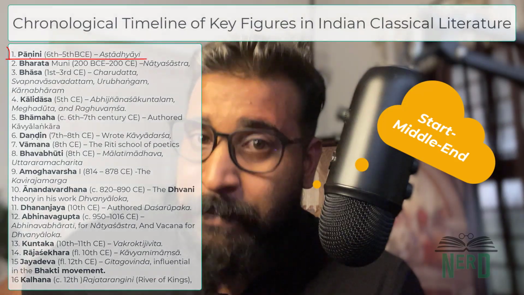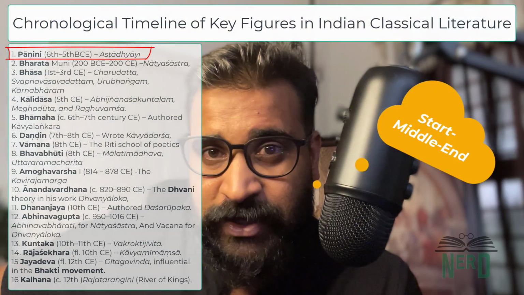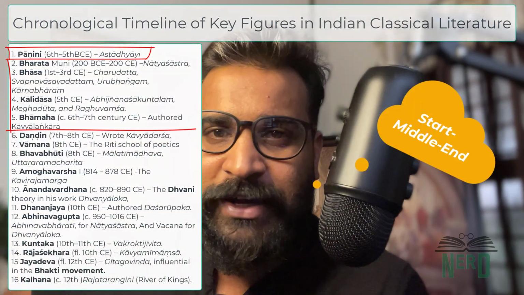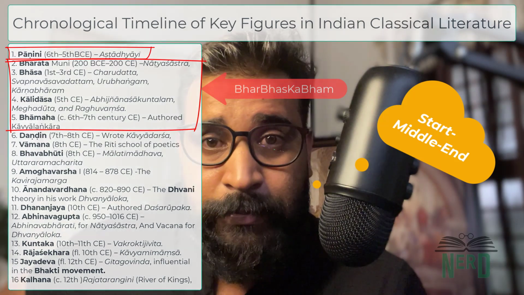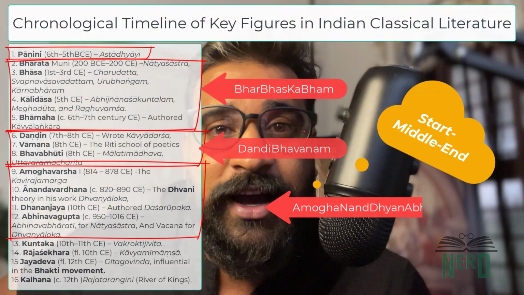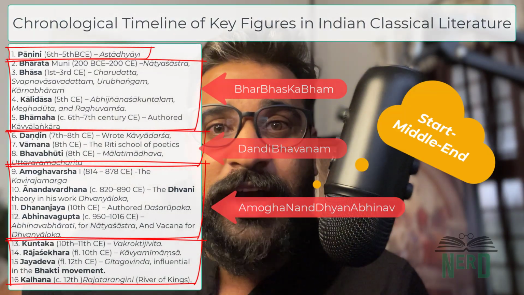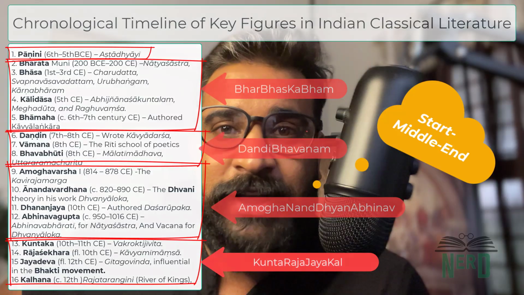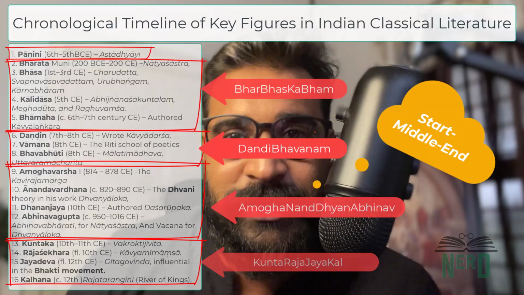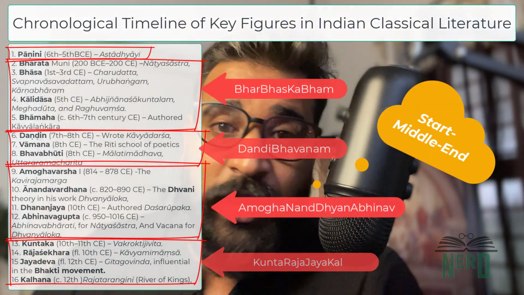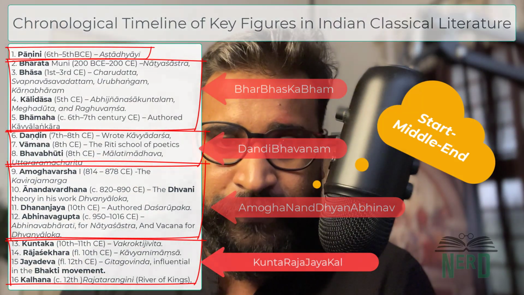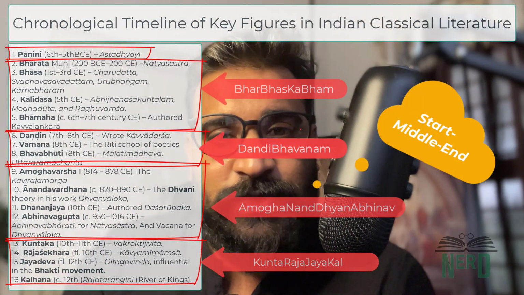The first one, Panini, right, in the list. So you can see the list on your screen, and then we put all the mnemonic, like I have made one mnemonic: Bharbhas Ka Bham, then Dandi Bhavanam, then Amogh and Dhyan Abhinav, then Kuntaraj Jaikal, and the last one is Kalhana. Remember, it's short. All the lists are there in your code. Now you see how easy it is to remember everything in just 4 simple codes. So that's what you have to remember.